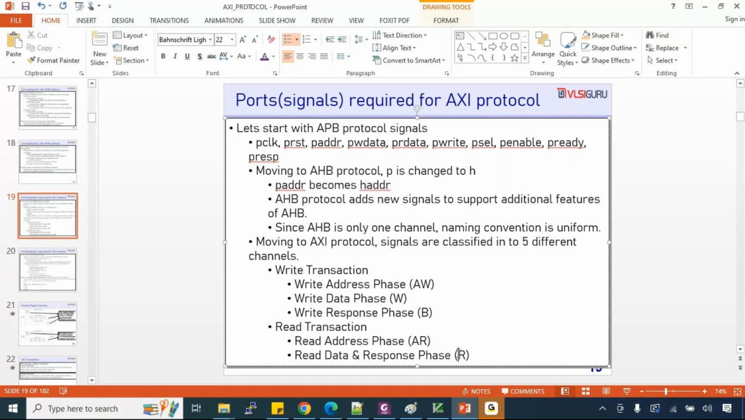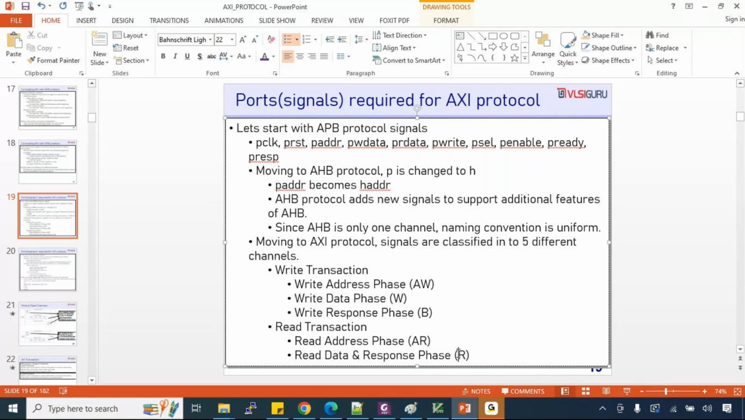Once you know that a signal falls into the corresponding channel, you just have to write that channel's prefix at the beginning. You may ask the next question: will data come in every channel? No. In case of write, which channel will the data be present in? The write data channel. So that name will be WDATA. In case of read, which channel will the data fall into? AR or R? R, right? So the name will be RDATA.